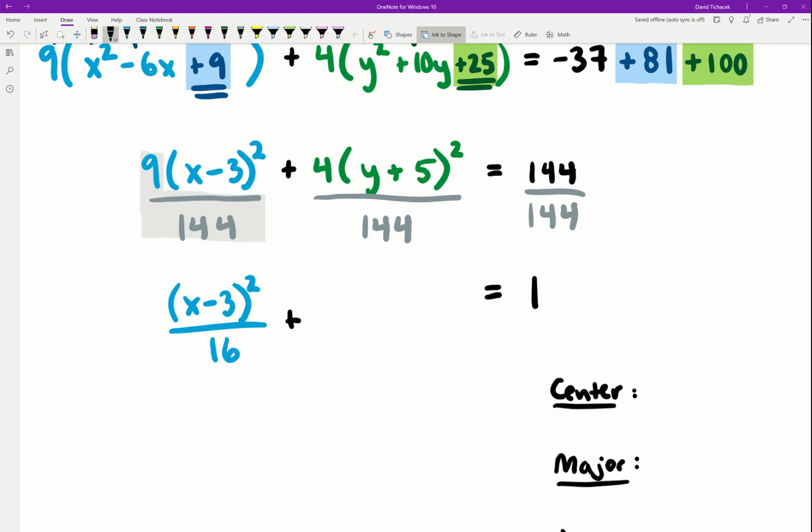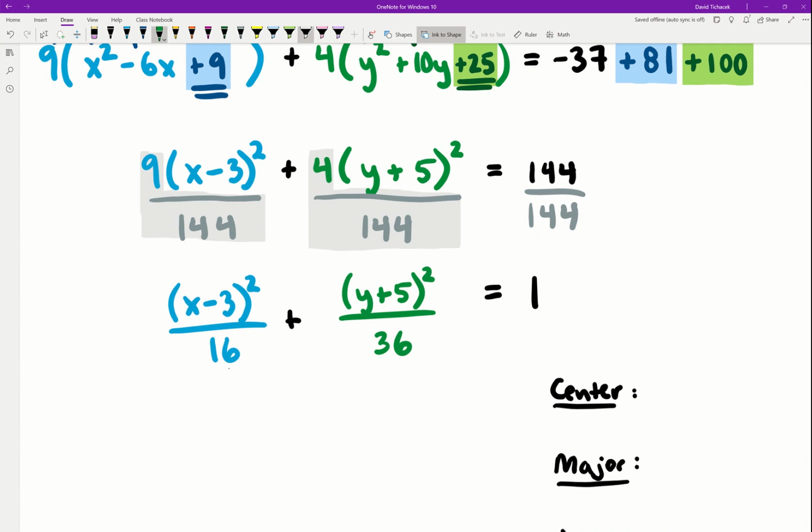And then I'll say plus, and now we'll move on to our green group where we're going to have to do the exact same thing. We're going to have to reduce this fraction 4 over 144, and if you do that in the calculator, you're going to find that that's going to reduce down to 1 over 36. And so we'll go ahead and rewrite that as y plus 5 squared over 36.